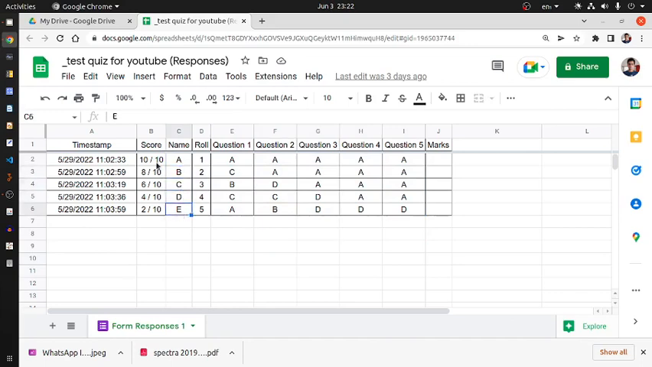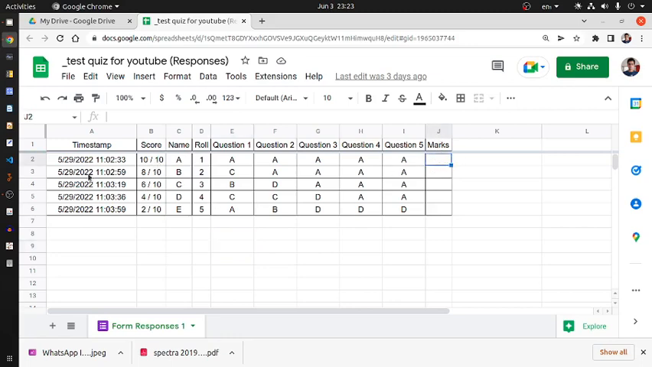Once the response has been taken for each and every participant, there is a number, and this means 10 out of 10. That means participant A has scored 10 out of 10, participant B has scored 8 out of 10. In this way, the rest of the participants' numbers, right? So we want this number as 10, 8, 6, 4 and 2 instead of 10/10. Okay, so now this is the column for marks.